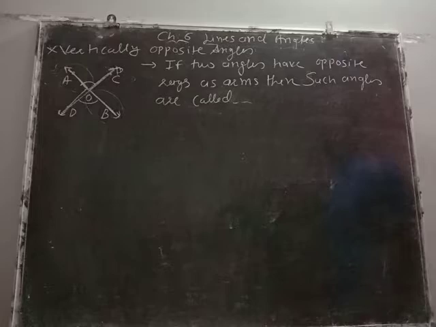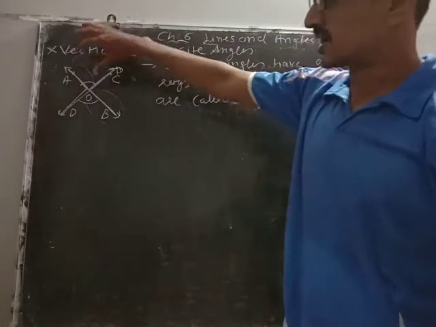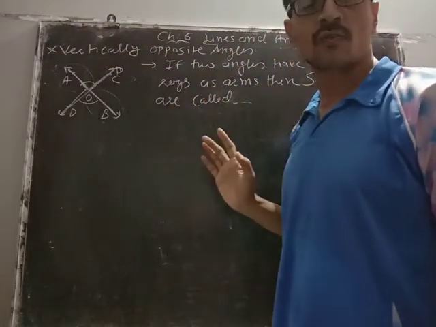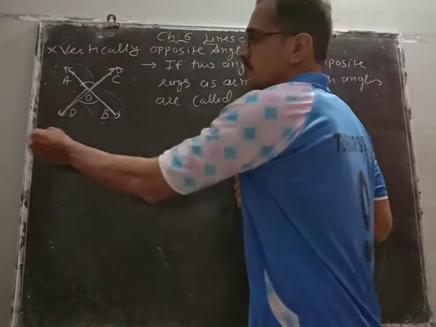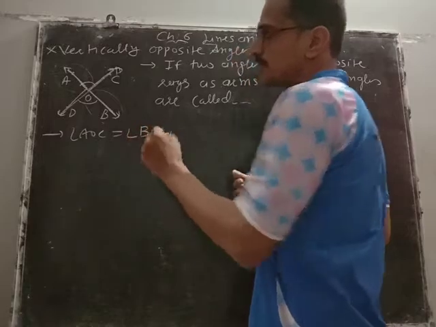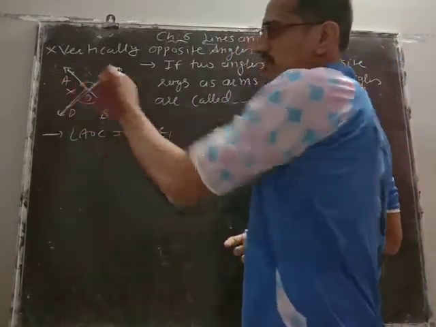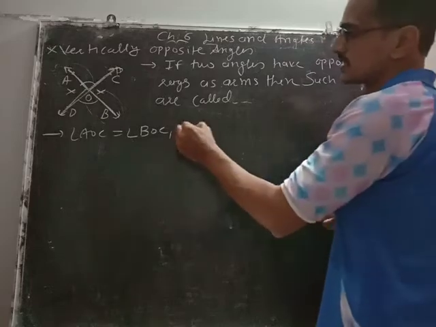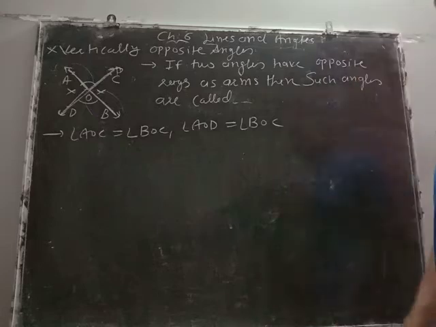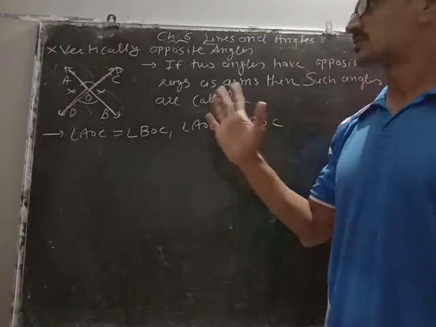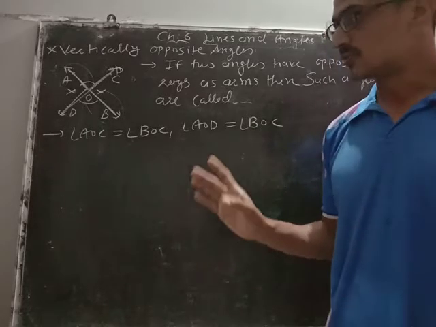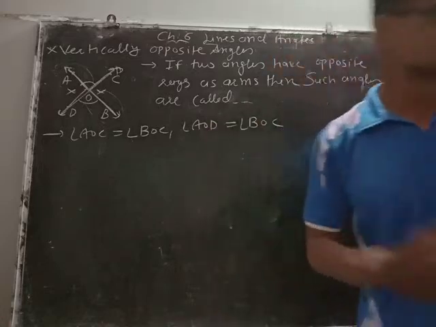If two angles have opposite rays as arms, like OA opposite ray OB, OC opposite OD, then they are called vertically opposite angles. And vertically opposite angles are equal. So angle AOC will be equal to angle BOD. These two angles equal and these two angles equal. Angle AOD will be equal to angle BOC. Okay, that's it. So here all definitions of exercise 6.1 are over. Okay, go through it. Then we start theorem 6.1.